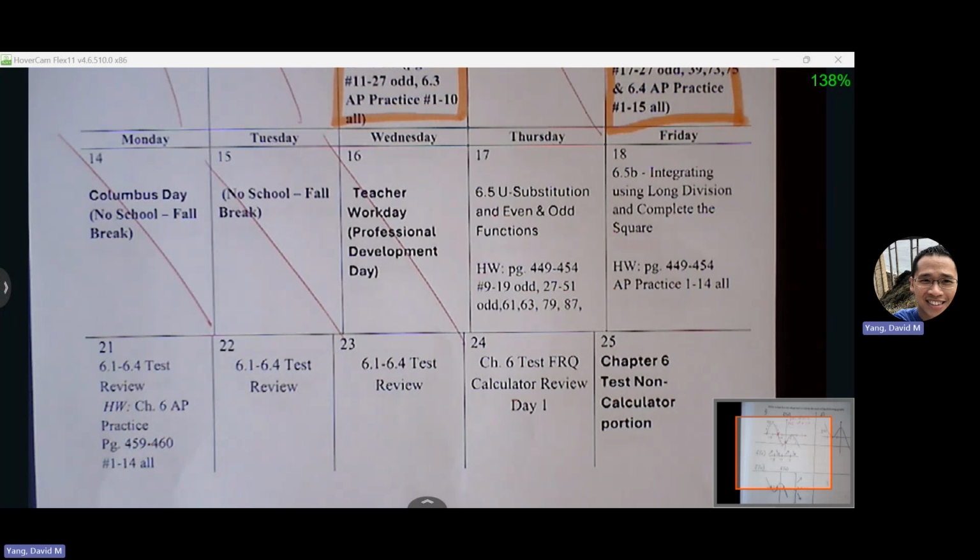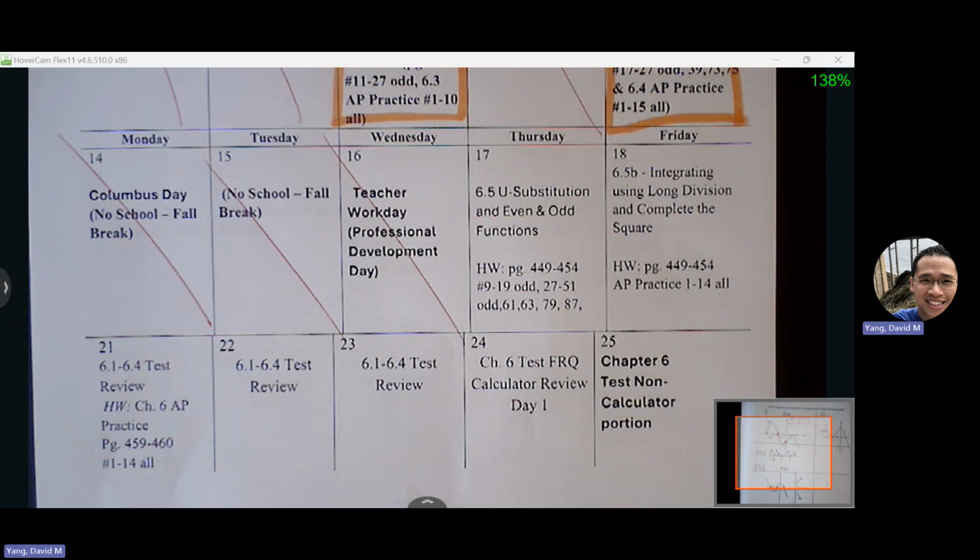Integration using long division. This is really involving, there's an integral rule for natural log, and sometimes that requires long division, and complete the square is for arc trig integrals. But after tomorrow, we should be able to cover most, if not all, pretty much most all the integral rules. And then all next week, we will do a test review. Initially, I had the non-calculator portion test to be on Thursday, but I'm going to swap it to be on Friday, so you have an extra day to review on your own.